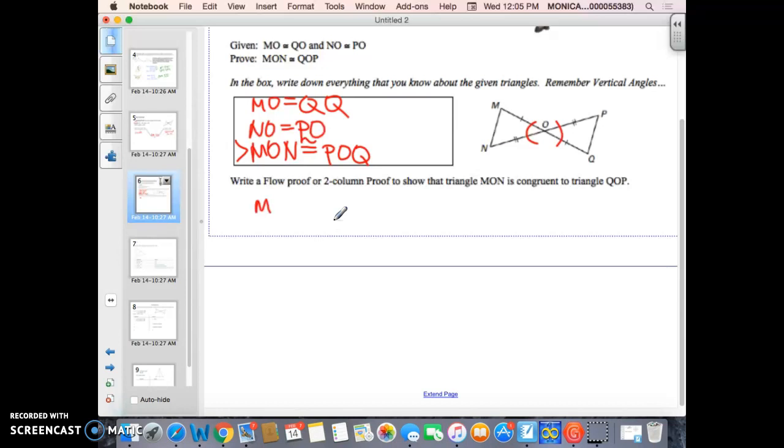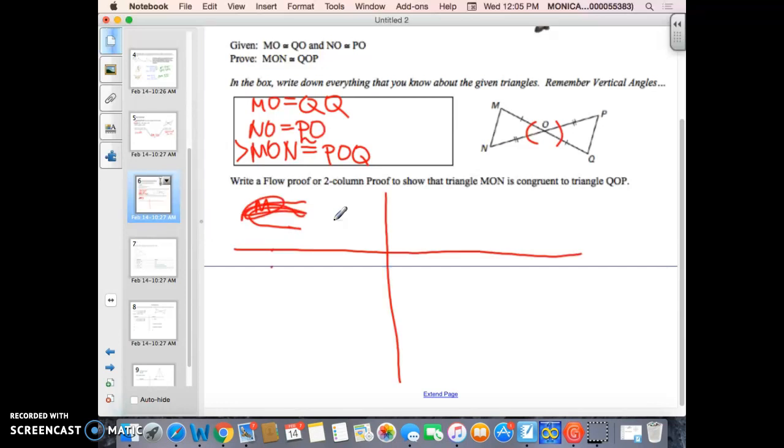So for a two-column proof, you basically draw it like this and like this. Sorry, my thing's working a little slow today. On this side, you're going to have your statements. And then on this side, you're going to have your reasons. There they are. Sorry, it's sloppy.